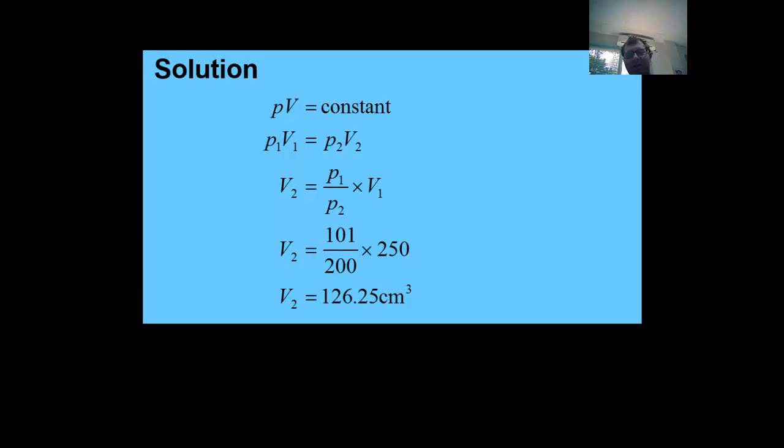And how this should have been calculated is we recognize that if we have 101 kilopascals, and that's the 1 atmosphere, and we've got 200 kilopascals, times 250 gives me an answer of 126.25 centimeters cubed. Now please note here that I did not need to change the volume into meters cubed on this occasion, because as long as I'm consistent with what units I'm using, then I can use different units of pressure, as in not always the Pascal. I could use atmospheres if I wanted, I could use Pascals if I wanted, as long as I'm consistent there, and my volume will come out consistently as well, as long as I'm using centimeters cubed all the time.